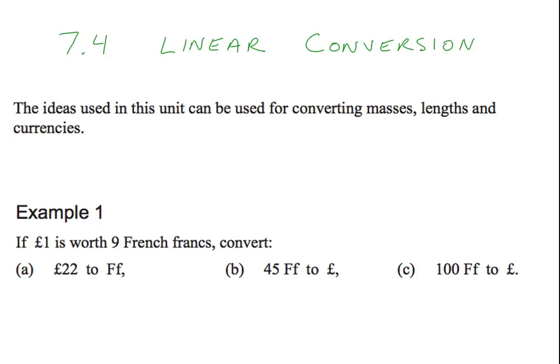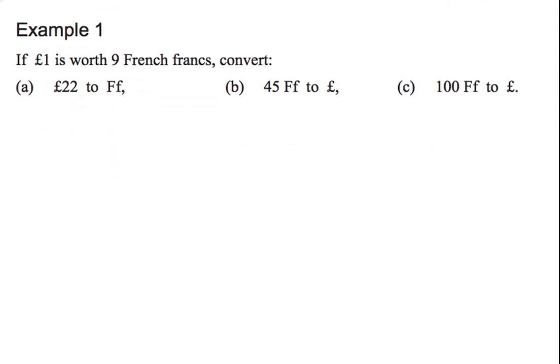7.4 Linear conversion. The ideas used in this unit can be used for converting masses, lengths, and currencies. So example 1, if 1 pound is worth 9 French francs, let's convert the following. So A, we want to go from 22 pounds and find out how much that is worth of French francs. Okay, so we want to take 22 pounds and multiply it by some conversion to get French francs.